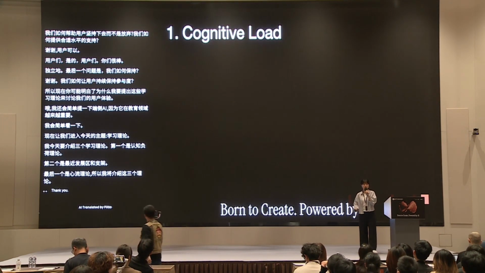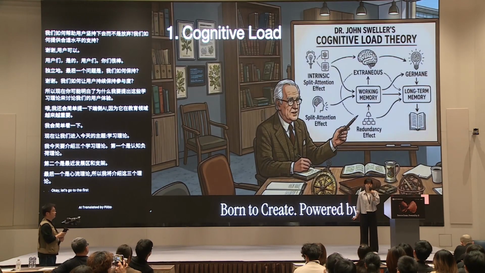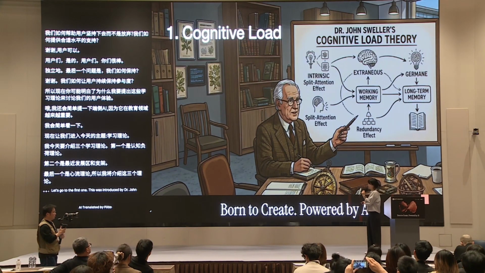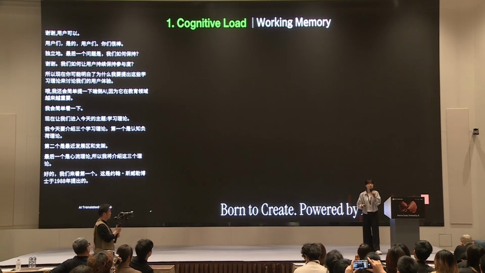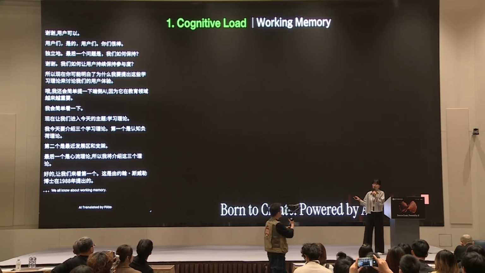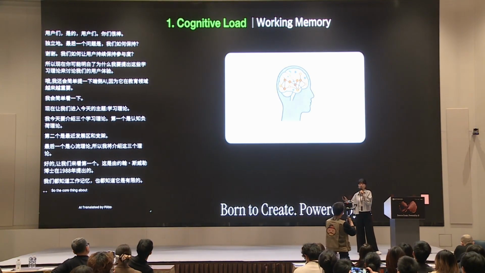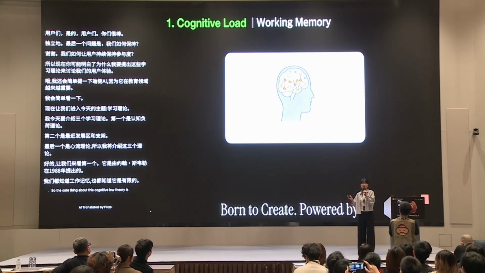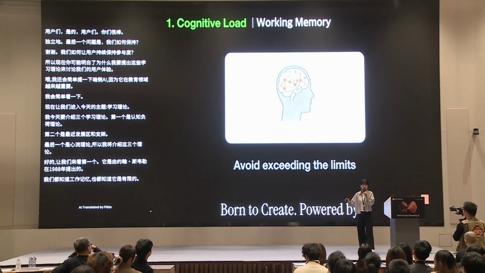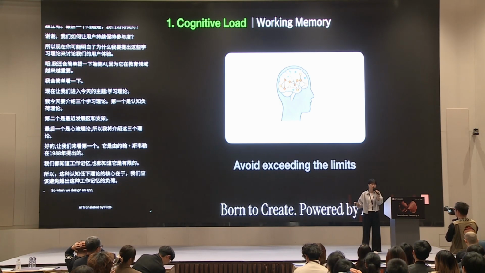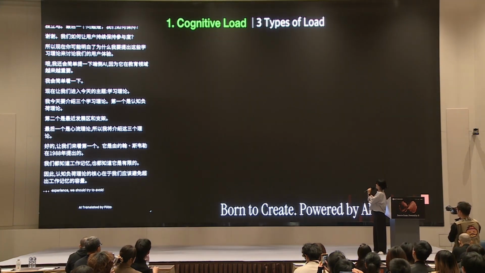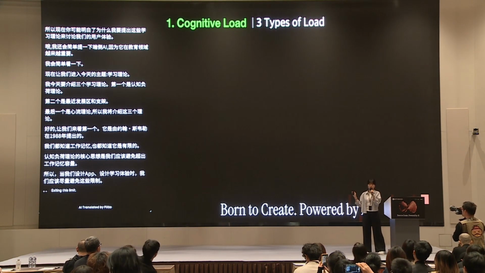Okay, let's go to the first one. This was introduced by Dr. John Sweller in 1988. We all know about working memory, and we all know that it's limited. So the core thing about this cognitive load theory is that we should avoid exceeding this working memory. So when we design an app, when we design a learning experience, we should try to avoid exceeding these limits. And there are 3 types of load.